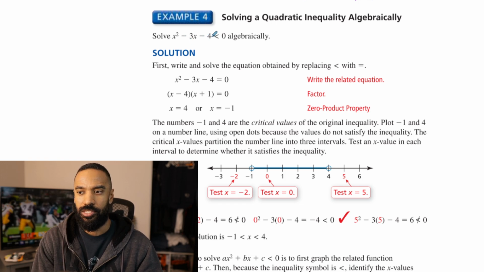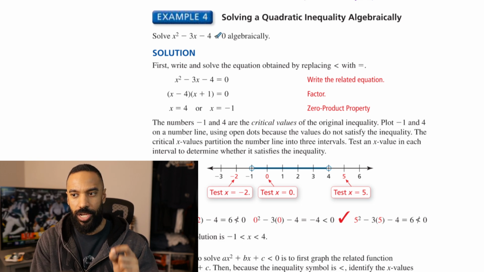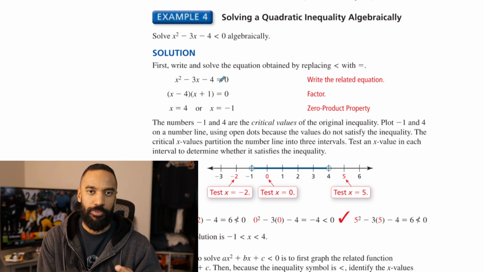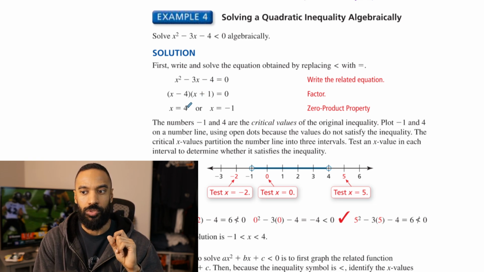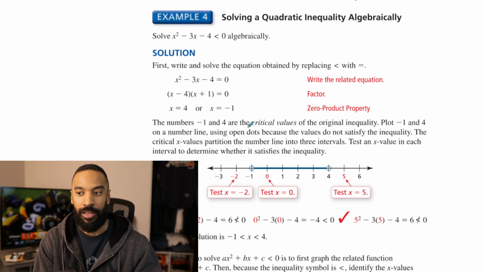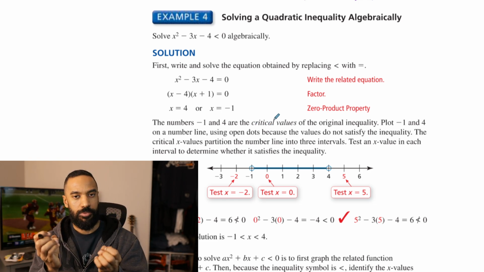But solving this, what they first want to do, just like graphing, is let's change this thing to an equal sign. The reason before was to draw the boundary curve to create the threshold. This time we're going to set the equals to create boundary values. Oh, they call them critical values. These critical values are your x-intercepts of your graph.